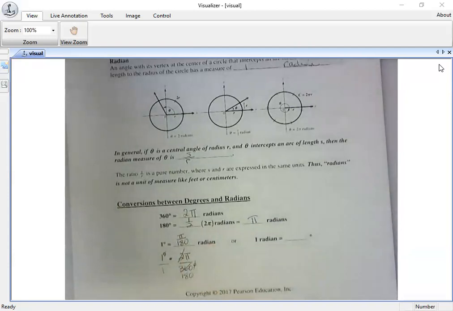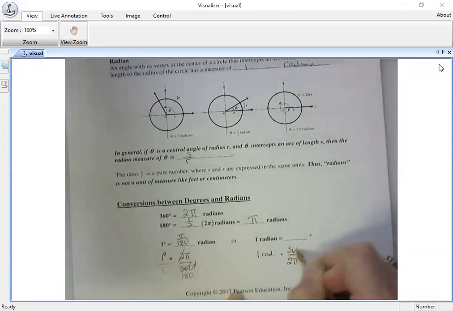Okay, makes sense? Now, let's see if we could get a conversion that would explain what 1 radian is in degrees. So if I have 1 radian, how am I going to set up that unit conversion? What do I need on bottom now? Instead of the 360 degrees, I want to put the 2 pi radians on bottom, and I'll put 360 degrees on top. And that means this is going to turn into what?